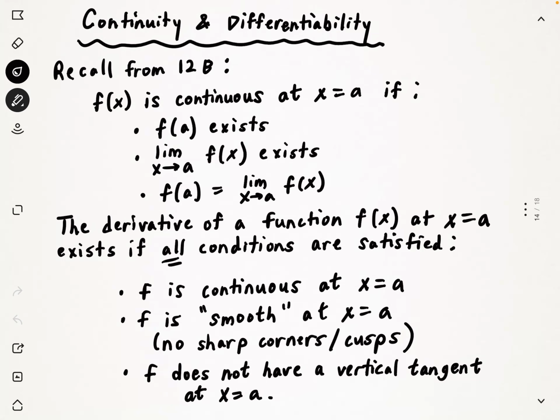You can see that it has to meet the three requirements. The point has to exist. The limit as x approaches that value has to exist. And both of those values have to be equal to one another. We're not really doing a whole lot of continuity, but you have to know that a function is continuous in order to get the derivative.